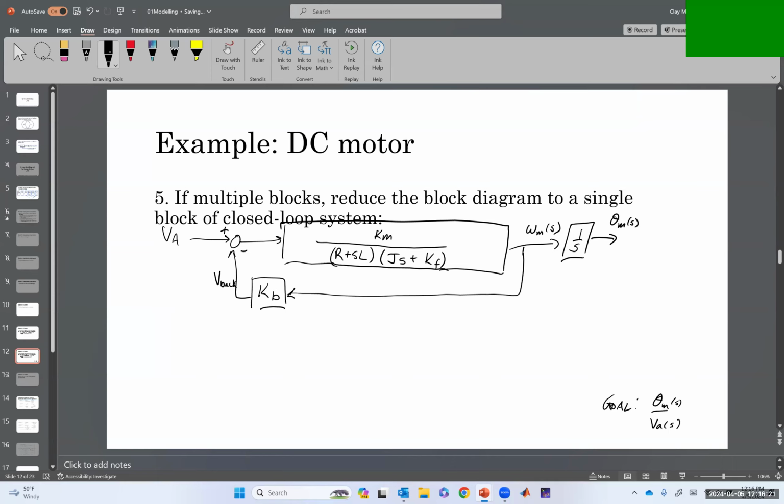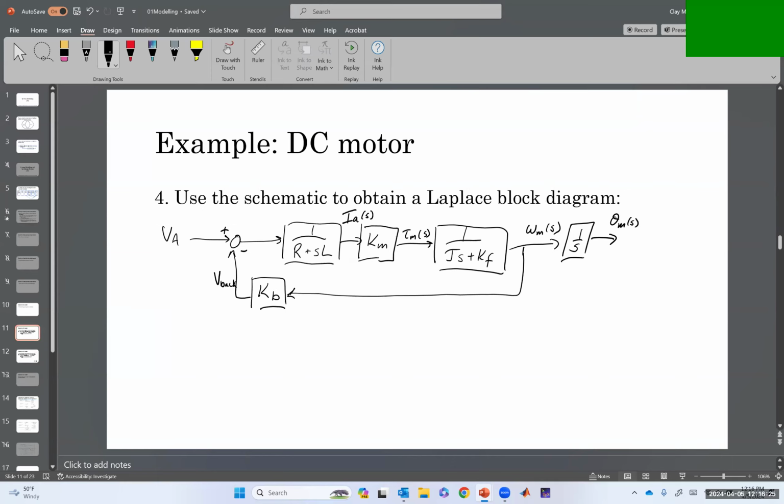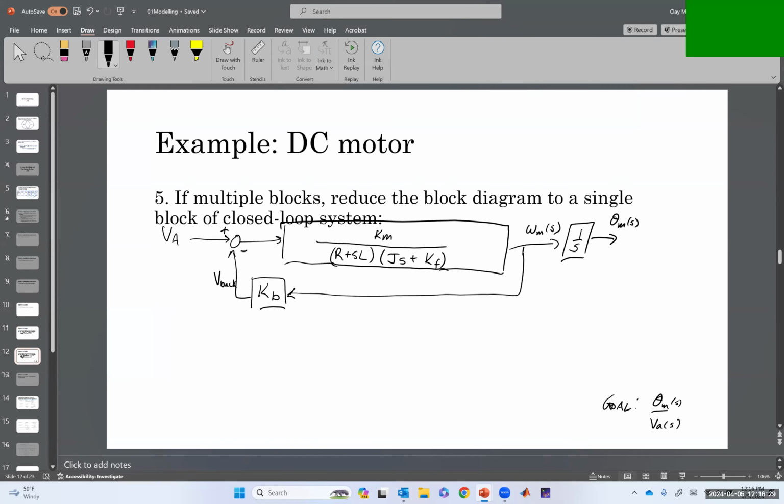Where did the motor torque go? That was a signal that we had on this slide. Once I have collapsed or simplified those blocks in cascade, where did that motor torque signal go? It's now internal to that big block. It's still there. There is still a torque physically present, but we don't have access to it anymore in this block diagram. So there's a minor price to be paid when you collapse these blocks.